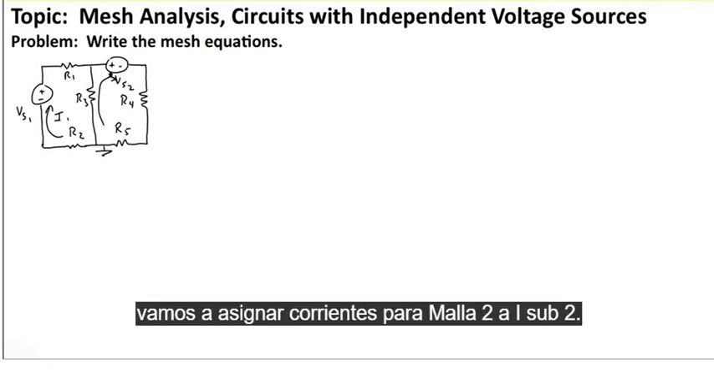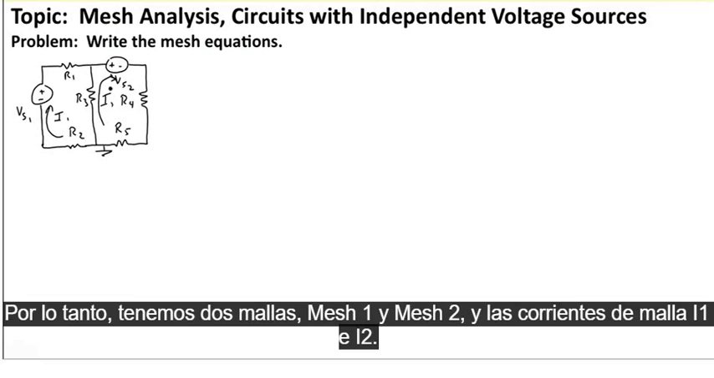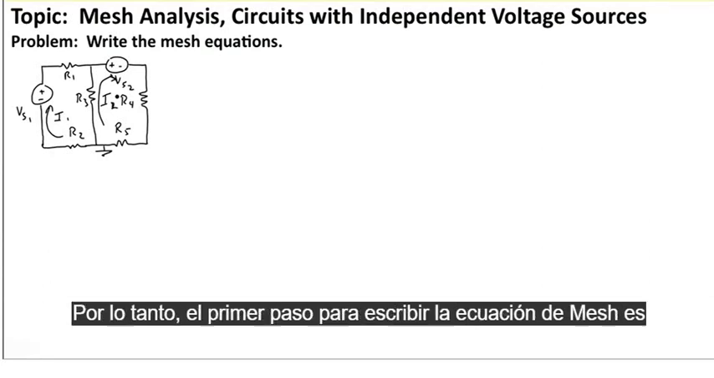And we're going to assign currents for mesh 1 and mesh 2, I sub 1 and I sub 2. Then we have voltage drops associated with the 6-volt source, which is negative polarity first, so it's going to be minus 6 volts.